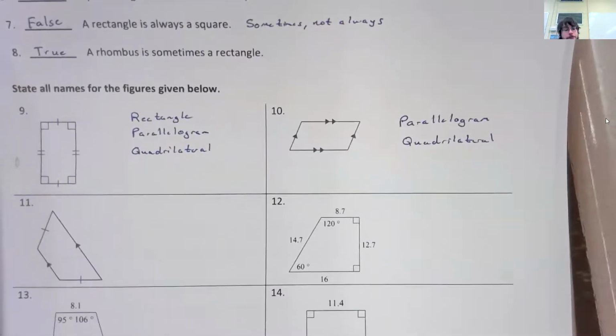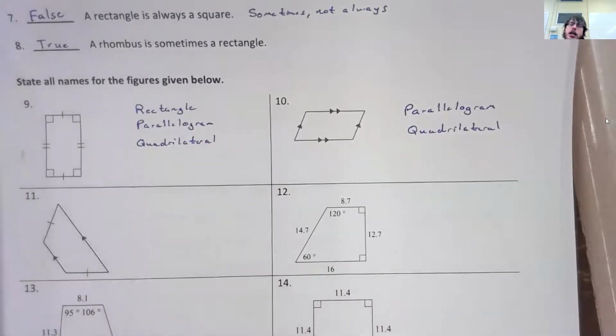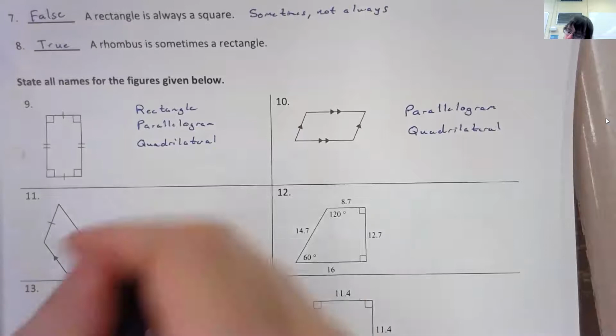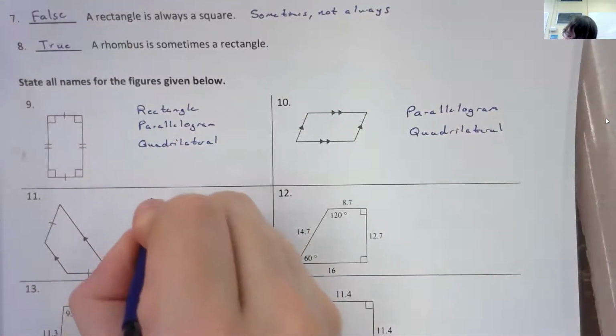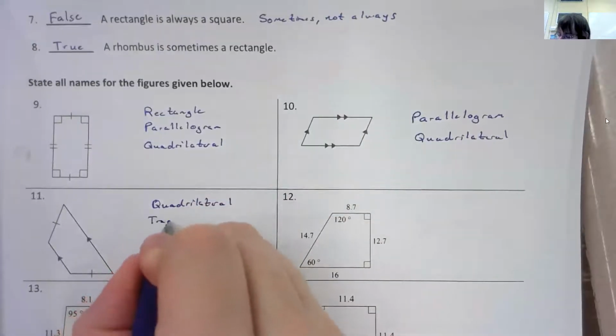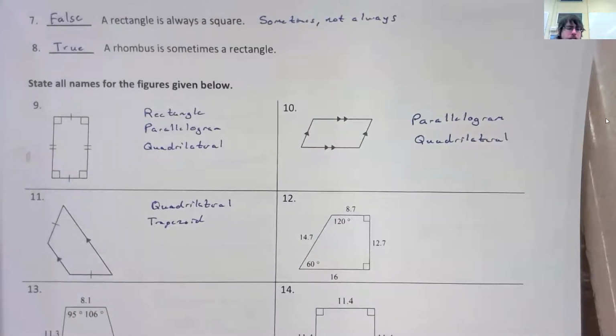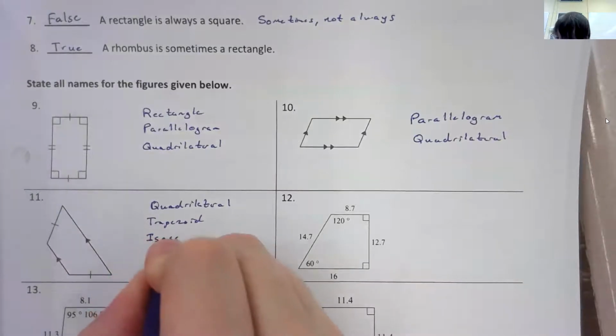All right, number 11. Number 11, we see we have one pair of parallel sides, so we automatically know that it's a trapezoid. Okay, so we know it's a quadrilateral because it's got four sides, and we know it's a trapezoid because it's got one pair of parallel sides. The only question is, is it an isosceles trapezoid? And remember, an isosceles trapezoid has one pair of congruent legs. Does this have one pair of congruent legs? Yes, it does. So this would also be an isosceles trapezoid.